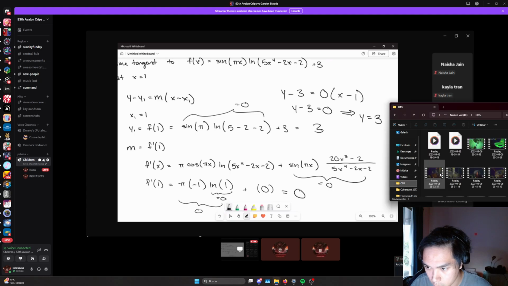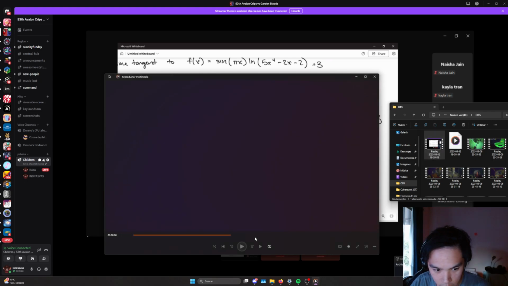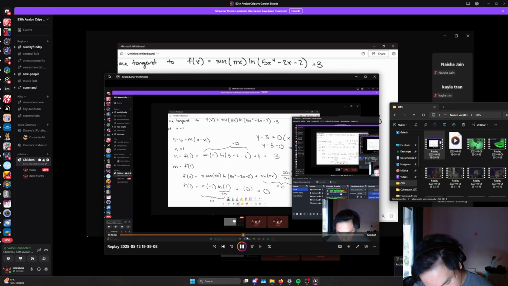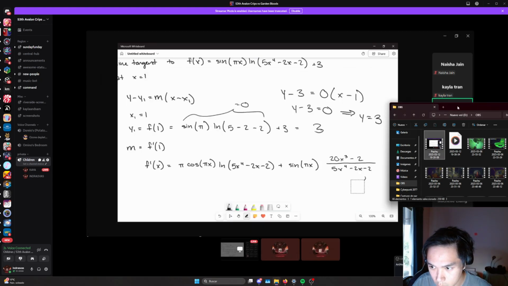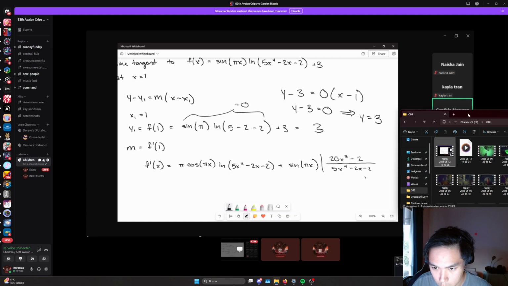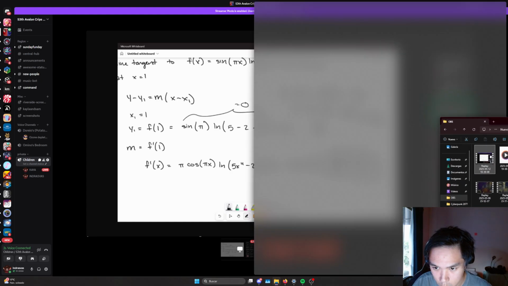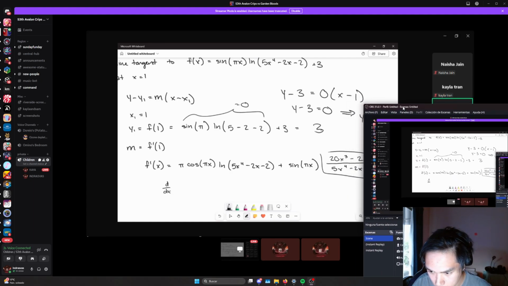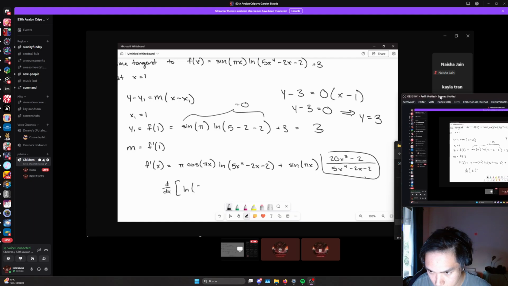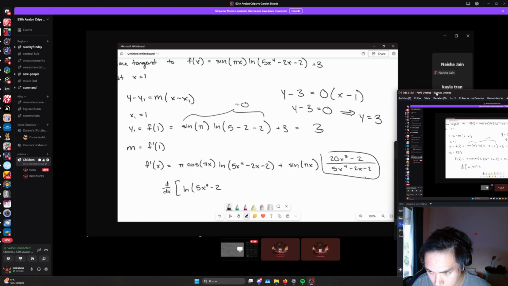Okay, thank you. I'm confused on how you got the fraction, the 20x to the third, like that section. Can you go over that again, please? Oh, yeah. So let me just clear up some space. This part right here is from taking the derivative of the natural log of 5x to the fourth minus 2x minus 2.